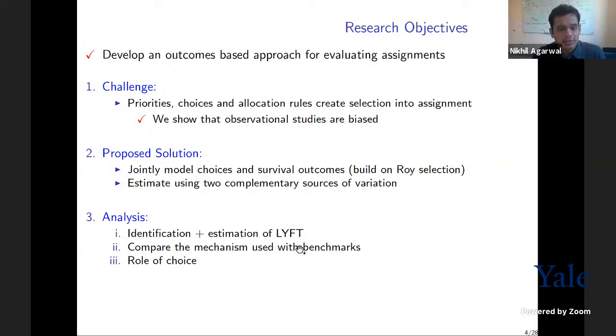So in the analysis of this paper, we will talk about the identification and estimation of LYFT. In this talk, I'm going to be relatively high level and brief about these technical aspects. And then we're going to use the methods developed in that part of the paper to compare mechanisms with alternative benchmarks and think about the role of choice in this setup.